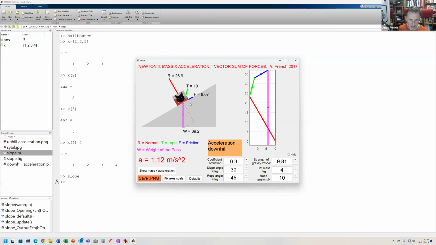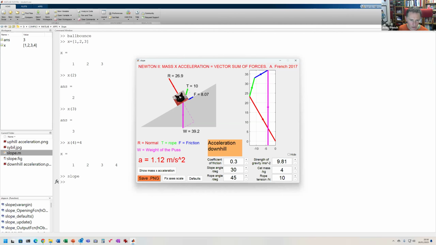Sliding down this slope here. So we've got 4 vectors acting on this. We can actually calculate the forces exactly. So the weight of the cat is 39.2 newtons. That's the purple, sort of magenta arrow.